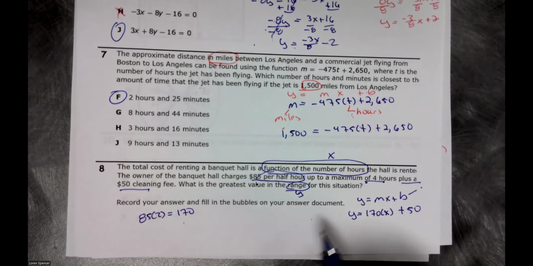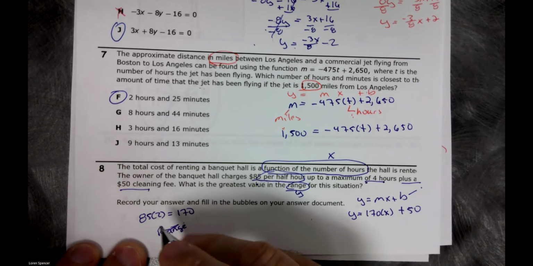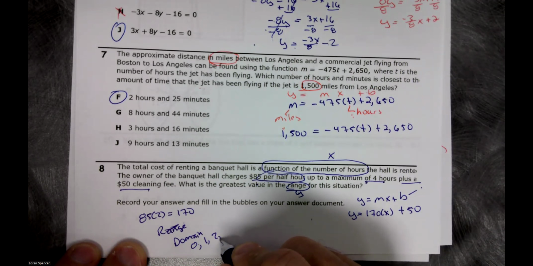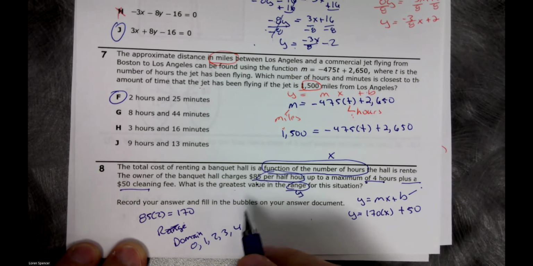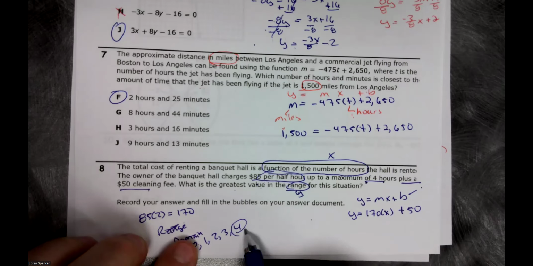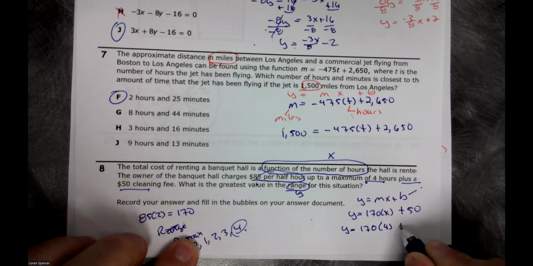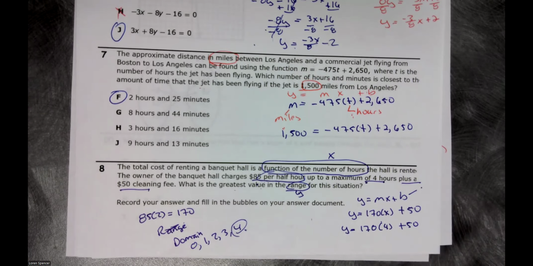So y equals 170x plus 50. Well, the range, which they didn't ask us to list, the domain, the x values, how many hours could you rent it? You could rent it for 0 hours. You could rent it for 1 hour, 2 hours, 3 hours, or 4 hours. But it says, what is the greatest value? Well, 4 would be my greatest. So I'm going to plug in 4 for x, and I have y equals 170 parentheses 4 plus 50.